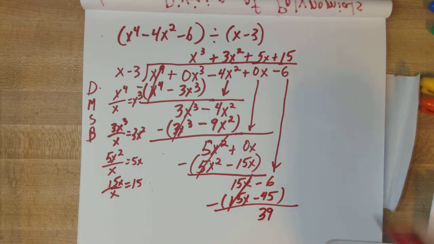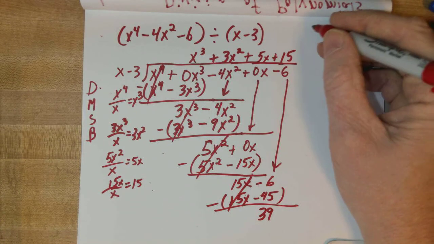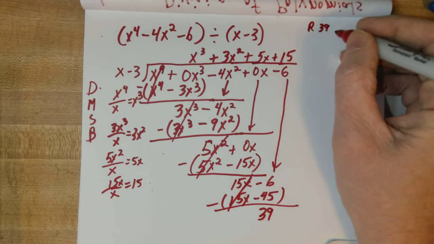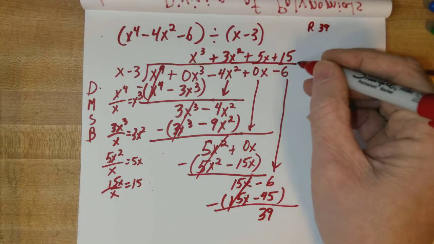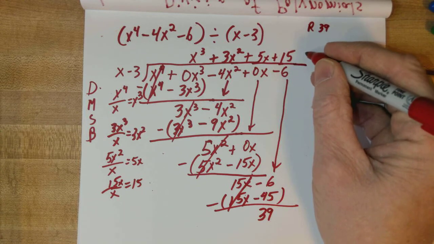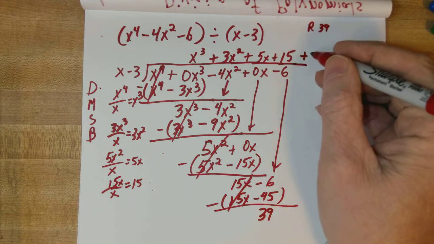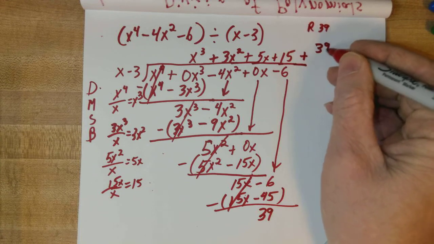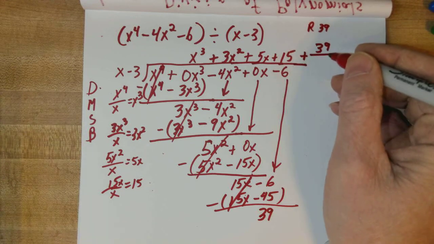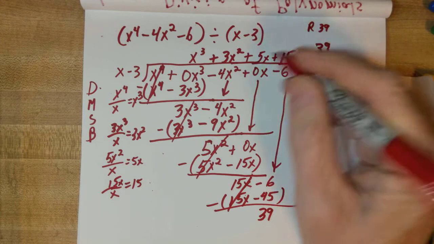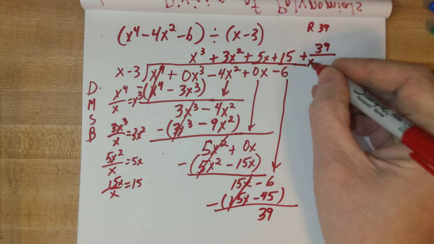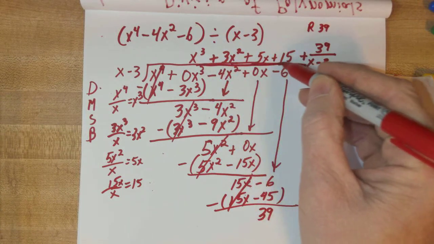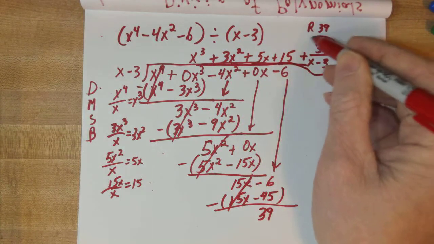Now, in the past, you might have remembered writing things like R39, remainder 39, but that's kid stuff. We're not going to do that. I'm going to write that, as I showed you earlier, as a fraction. 39 is the remainder function, essentially, over the divisor, x minus 3. So there's my answer right there, my quotient.